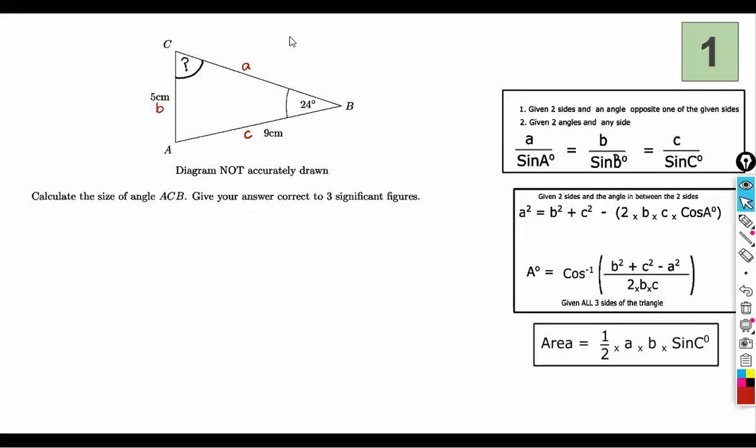Which rule? You notice that you were given the length of 2 sides, the 5 and the 9, and the 24 was opposite to one of the sides. Isn't that 2 sides and an angle? So it's the sine rule. It is the sine rule. And I put in the common letters for you already. But which letter is useless, by the way, in this question? Now that we know it's the sine rule, which one is useless?